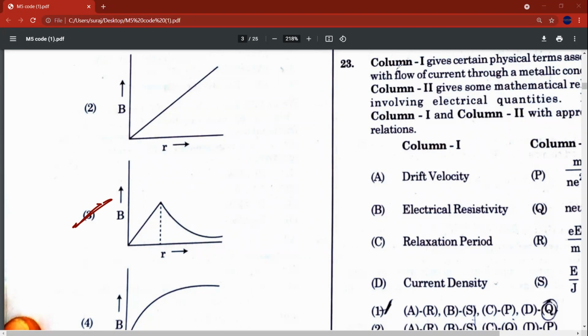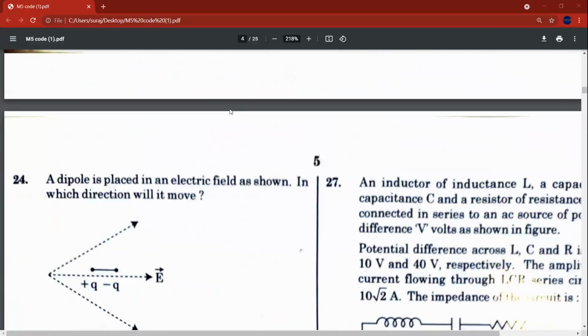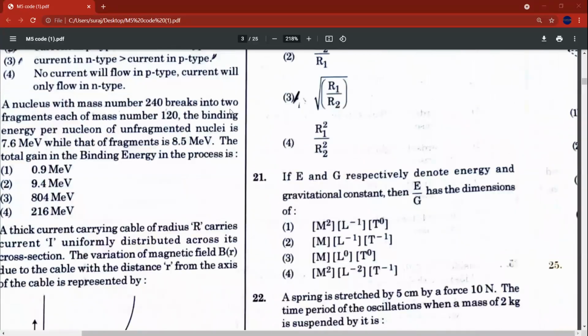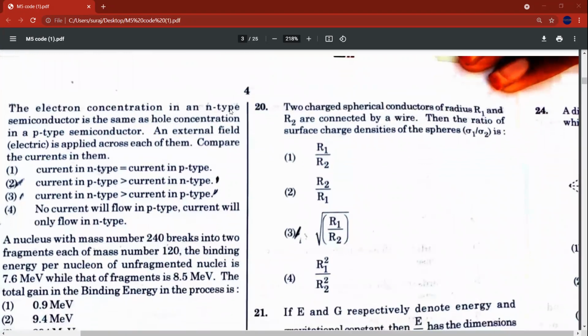Next, question number 20. Two charged spherical conductors of radius R1 and R2 are connected via a wire. The ratio of the surface charge density of the spheres. Yeah, it's an easy question only. Two spheres are there, this is R1 and R2, connected with the wire.